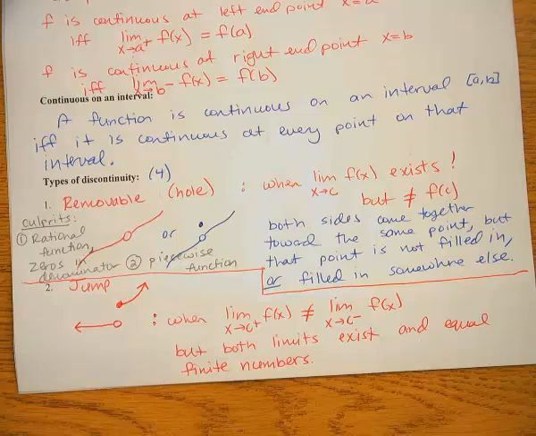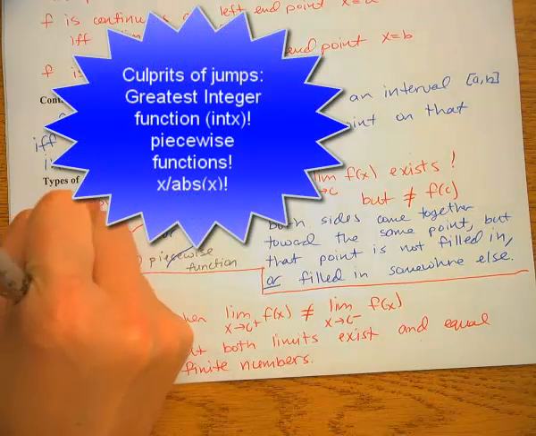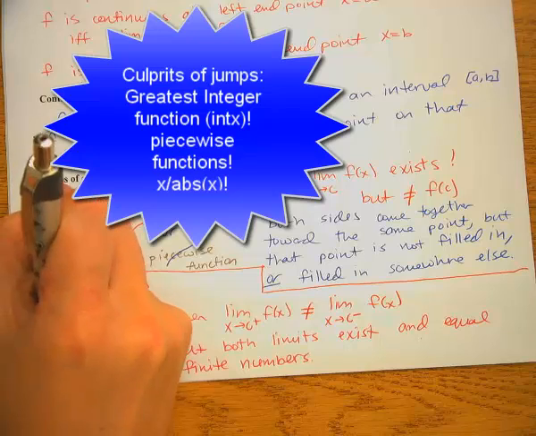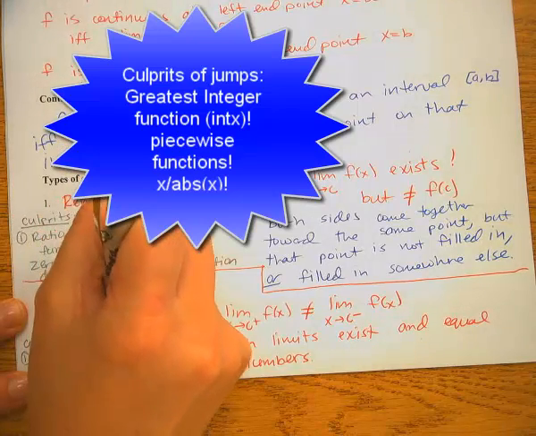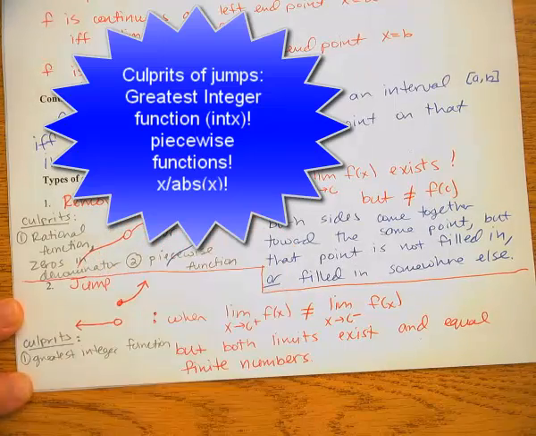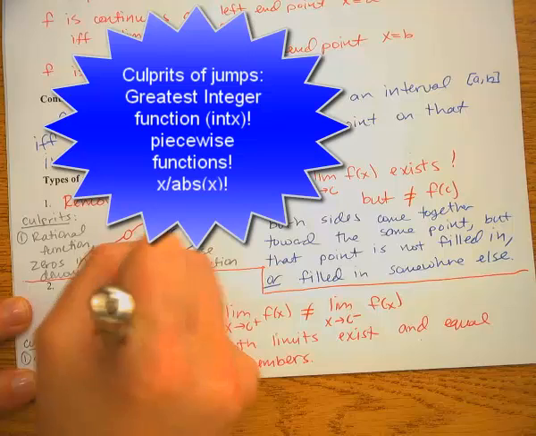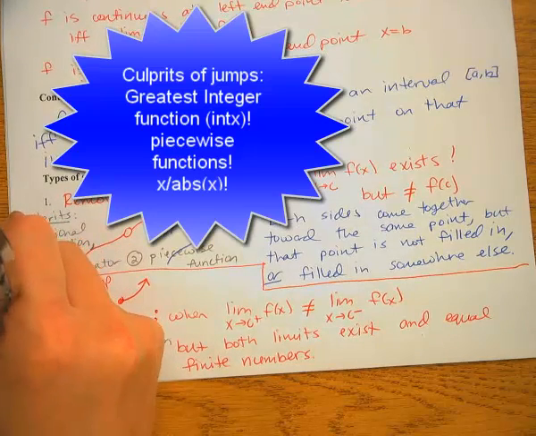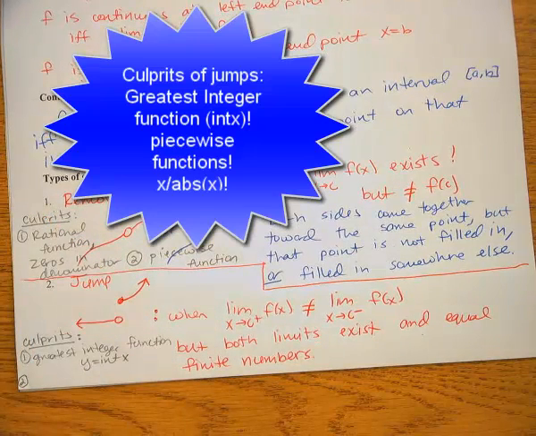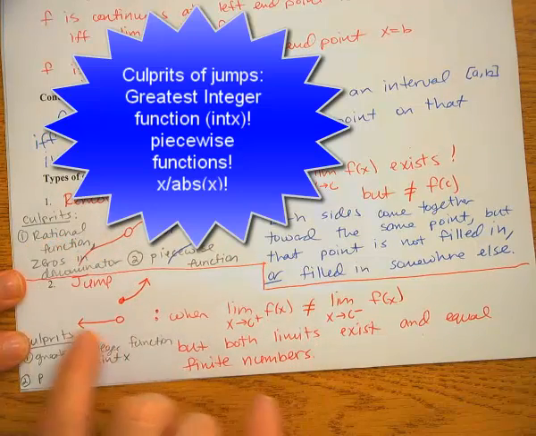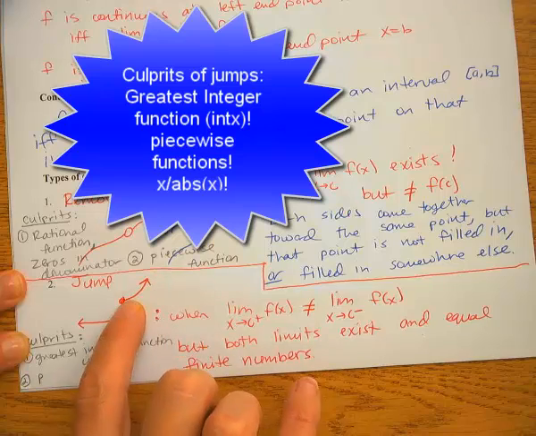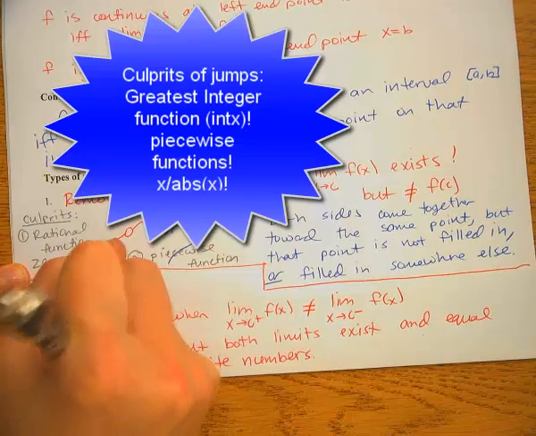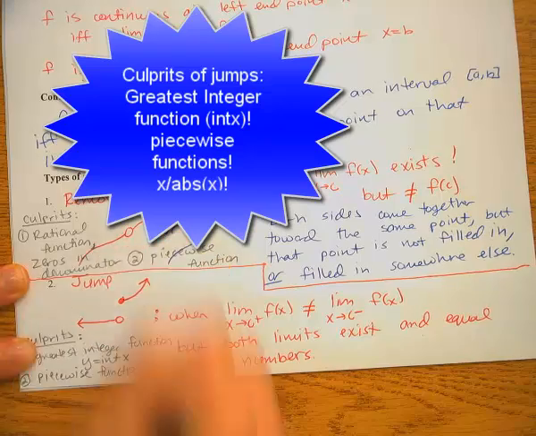Okay, the biggest culprit of jumps is the greatest integer function, because it has many jumps. And that's the one that looks like this, y equals int x. That's a huge culprit, so when you see int x, you know you're going to be dealing with some jumps. The second largest culprit is our piecewise functions. And this is an example. Here's a linear function pieced together with what looks like maybe a parabola or exponential. And when you piece these different functions together, sometimes they don't always connect. So piecewise functions are a big culprit of jumps.